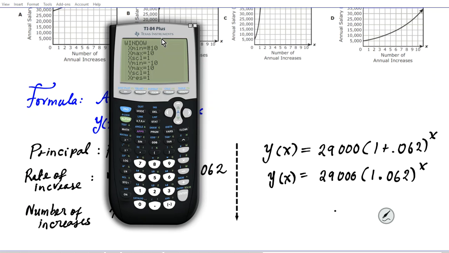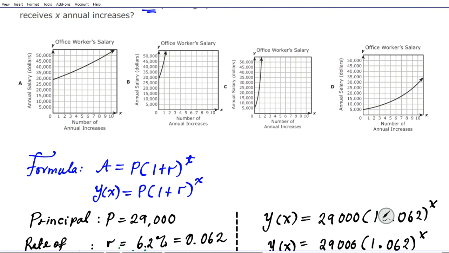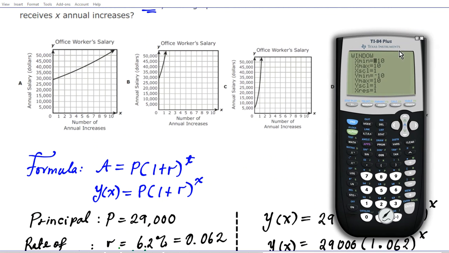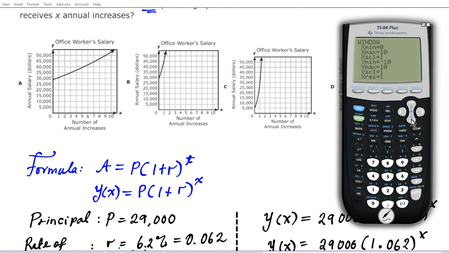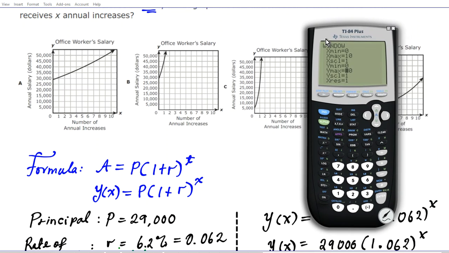So let's go to the window. Now let's take a look at the options that we have here. You'll notice that our x, our independent variable, goes from 0 to 10, and the rate of increase is 1. So x min is 0, the max is 10, and the scaling is 1 because you're going by ones. The y that's indicated on the window is not the range of the function, just the range of the window that's provided here. The lowest is 0, and the highest is 50,000 for all four options.